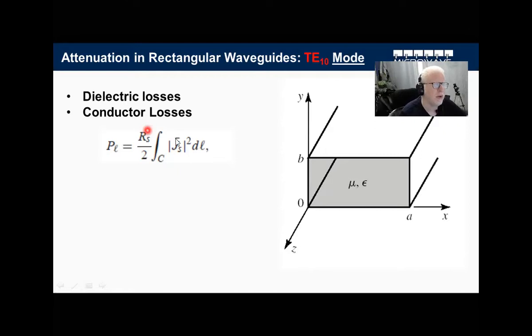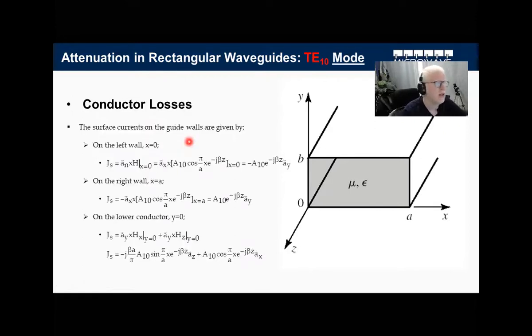So now what we have done in part number 3 is that we calculate this JS, or the current, knowing the fact that N cross H will get our JS. So N cross H at x equals 0, and at x equals A, and the same at y equals 0 and at y equals B. So you have a full surface current.